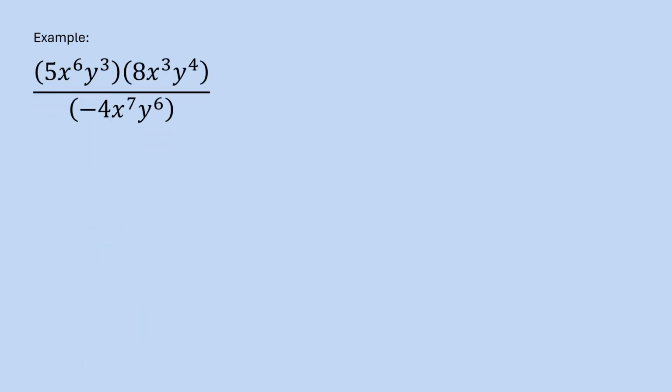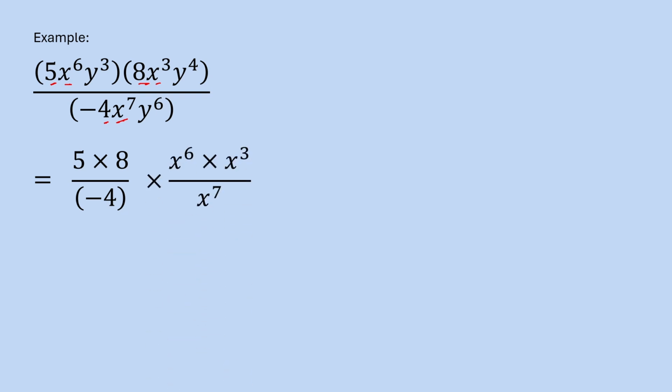Next example, here we can see (5x⁶y³) in the bracket multiplied with (8x³y⁴) in the bracket divided by (negative 4x⁷y⁶) in the bracket. First we will simplify this example. We can see here 5, 8 and 4. These are numerical values, so we will put them together like this: 5 multiplied with 8 divided by negative 4. Next we will check the base of all powers. Here x is the base, here also x, and here also x. So we will separate all of these.